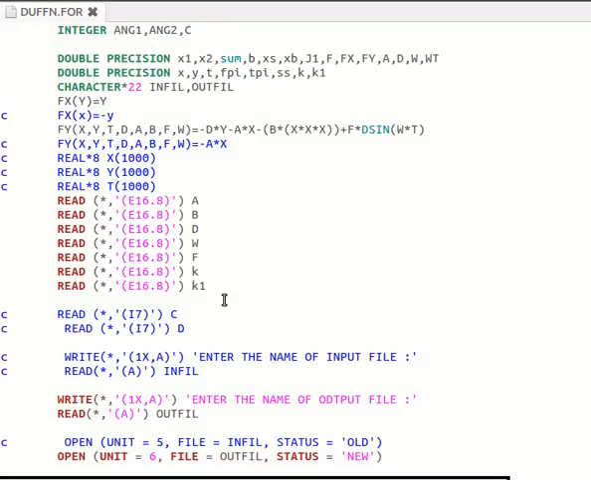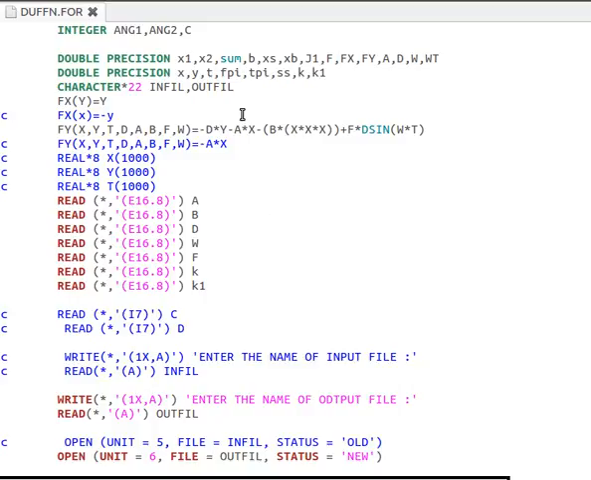Okay, so this is the program for the Duffing oscillator. As you know, it's a second order coupled nonlinear forced oscillation. This second order differential equation is converted to two first order coupled nonlinear equations by putting x dot equals y.